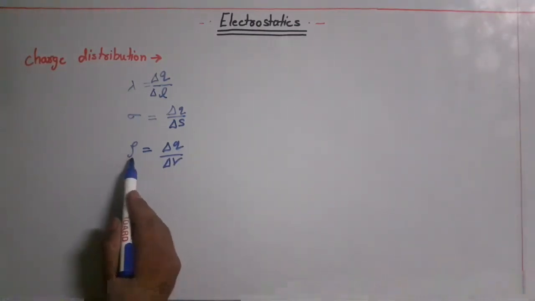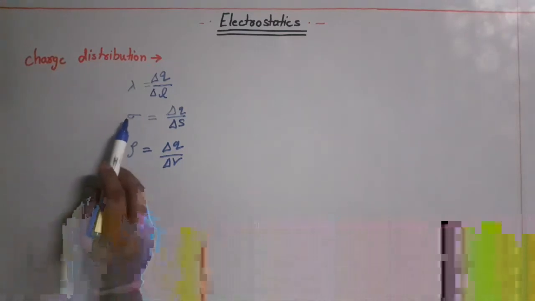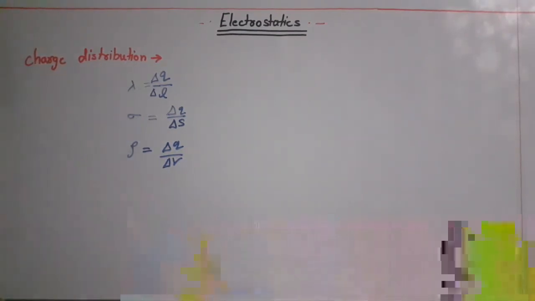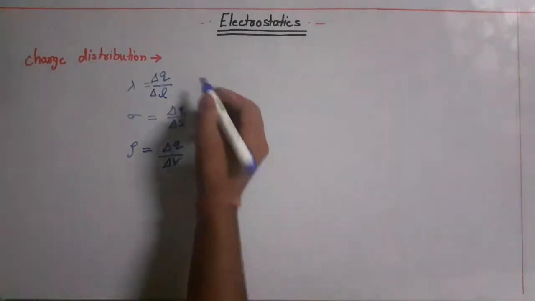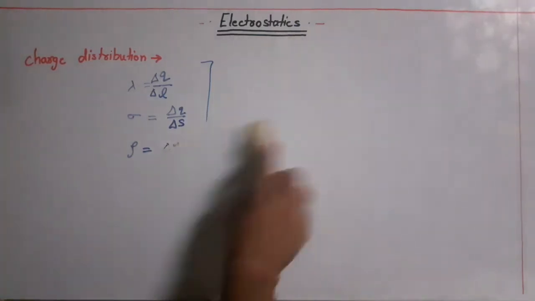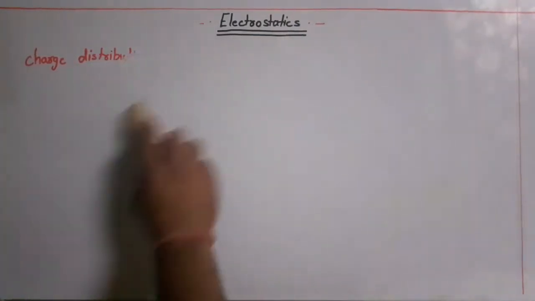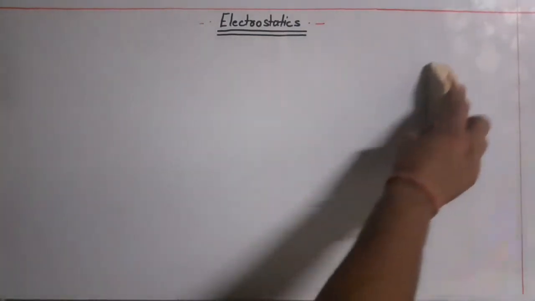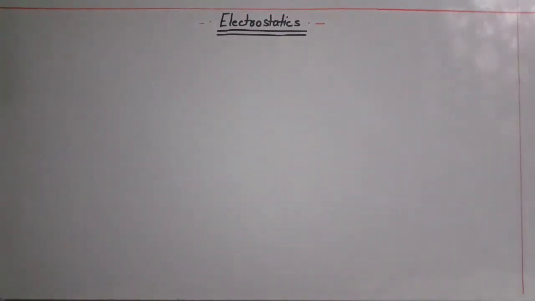Volume charge density is denoted by rho, surface charge density is written as sigma, and linear charge density is denoted by lambda. So these are our charge distributions. Charge has a grainy nature, but these grains are very small, that's why we take them as continuous.